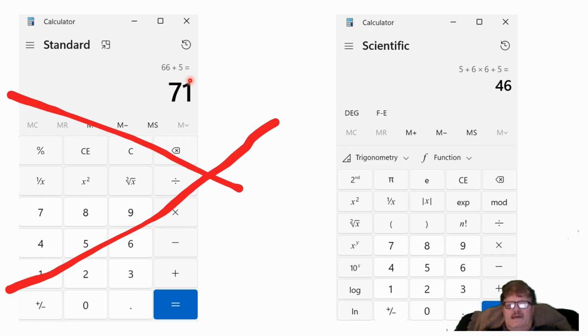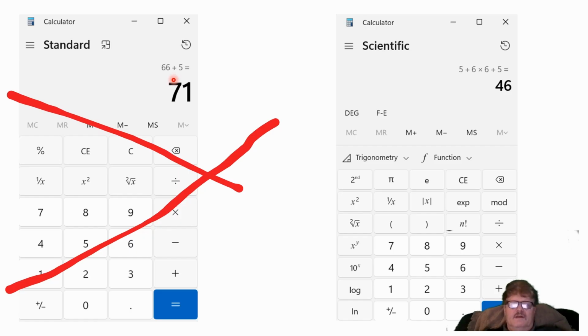And you notice I typed these in identically. Only this one on the right side left the expression intact. It left it as 5 plus 6 times 6 plus 5 equals, and then you get 46. When you're using the standard mode calculator, it's as if it's using an equal sign after every operation. So when you're taking 5 plus, and then you type 6, and then you hit the multiplication sign, it just goes ahead and adds the 5 plus 6, and basically it's just like hitting the enter key again. So just be careful with that.